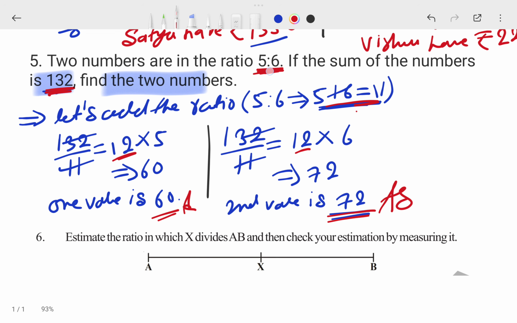First add this ratio. If you add, it's going to be 11. After that, divide 11 here. Here 132 I divided, and we get 12. Here also we get 12.